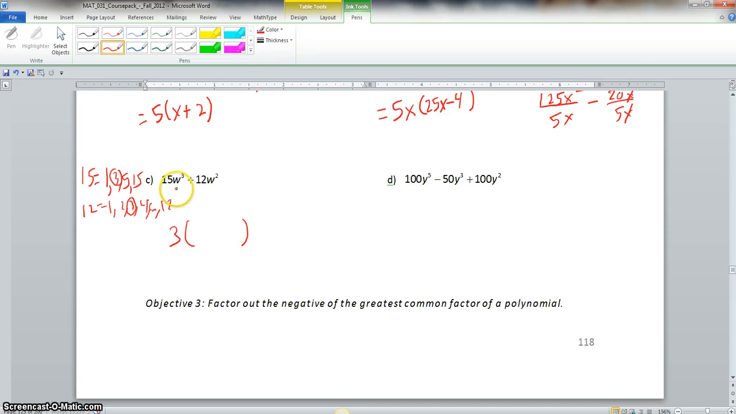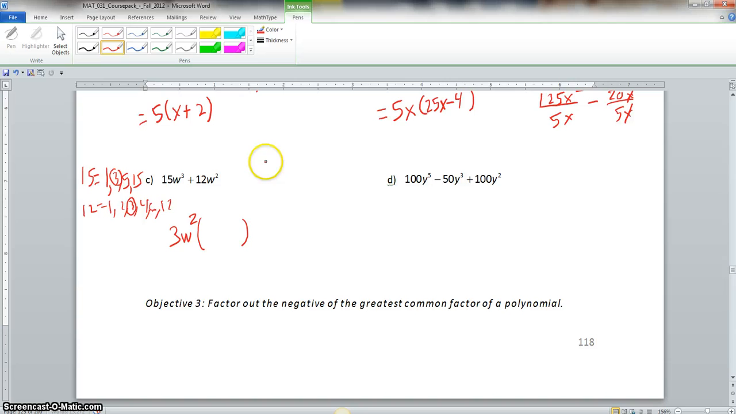Now we know, well, one thing I forgot here was that we're supposed to do that w. So let me make a little bit of a correction here. So we had w cubed and w squared. So it'll be 3w squared, because remember, we always take the variable with the lowest exponent. So we had 3w squared. Now that is on the outside.